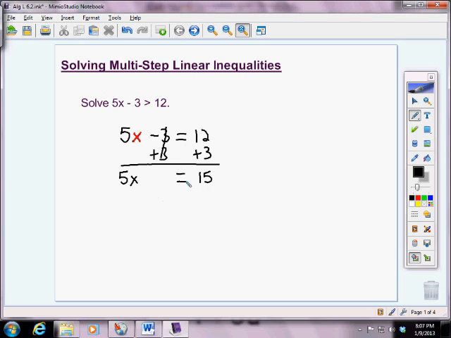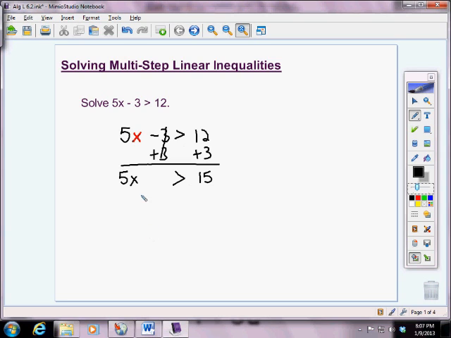Now, normally we'd bring down our equal sign, but we know now that this is not an equal sign. It's an inequality, a greater than sign. So since we didn't do any multiplying or dividing yet, we don't have to worry about reversing the direction of the inequality symbol, so we can bring down our greater than sign.